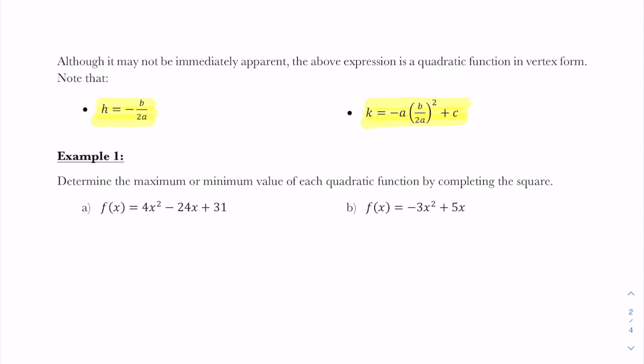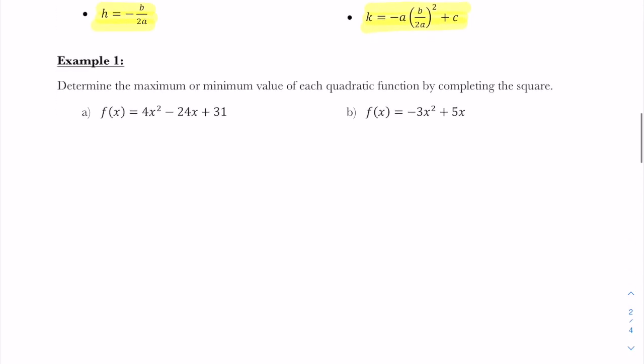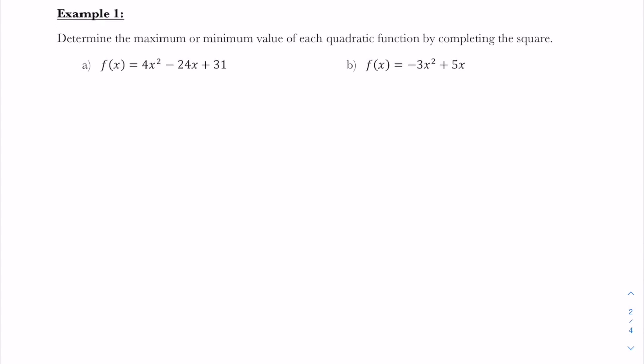Let's show you how to complete the square in a tangible example. In example 1, we're asked to determine the maximum or the minimum value of each quadratic function by completing the square. I'll demonstrate by following our recipe. So to begin, the first step requires us to factor out the a value from the first two terms only. This is shown here.